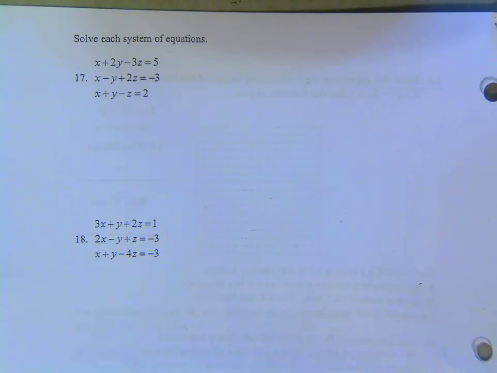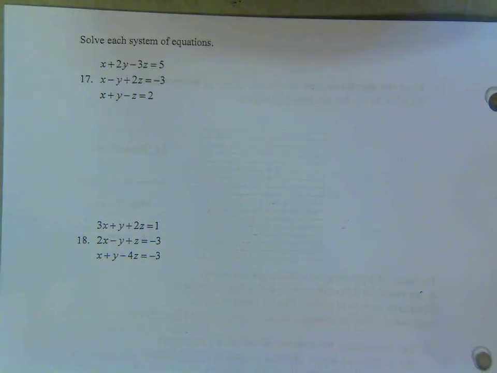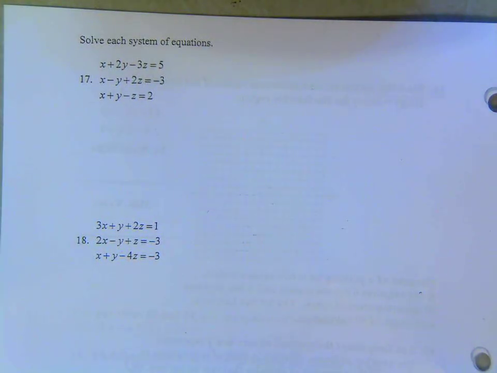Okay, so looking at this one right here, number 17. What we're going to do, really our key is that we want to somehow get it down to two equations and two variables so that we can solve like you know how to. So what you need to do is look at the three equations, pick two of them, and do something to eliminate one. Suggestions?